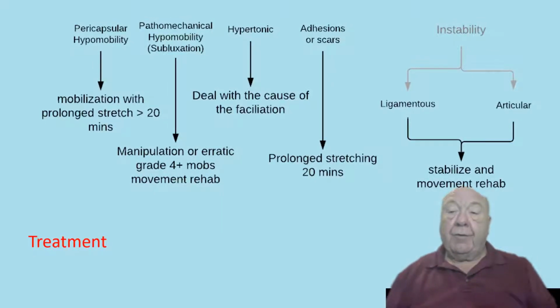Okay, so a quick overview of treatment. Along the top, you can see the dysfunctions that we're going to find: pericapsular hypomobility, pathomechanical hypomobility, hypertonicity causing hypomobility, adhesions or scars, and instability. And we're going to have a quick look to see the principles of treatment of these with manual therapy. So with pericapsular restrictions, you're going to have to mobilize this, and it's going to have to be.